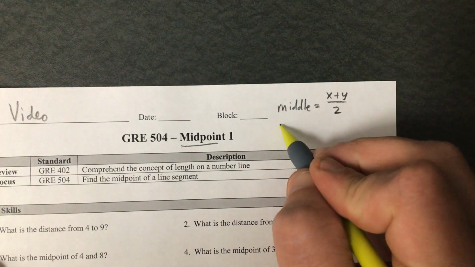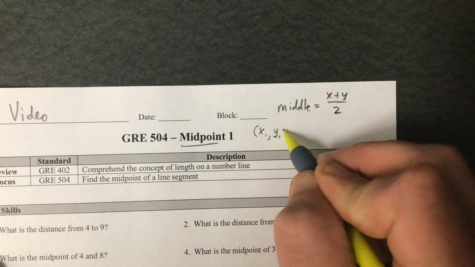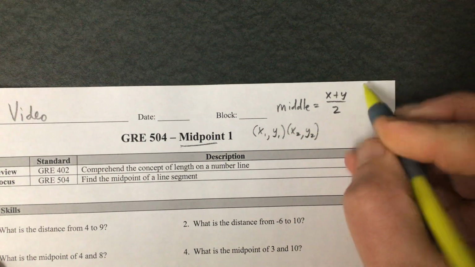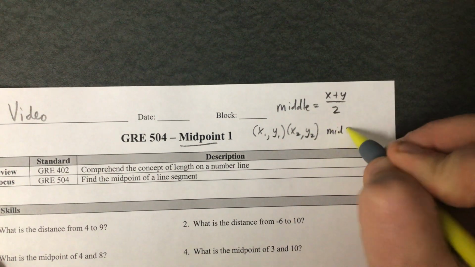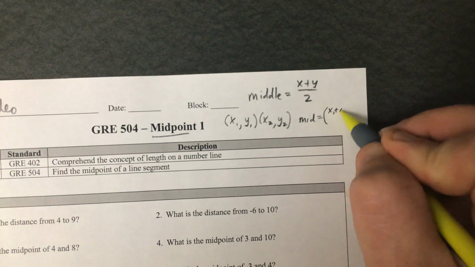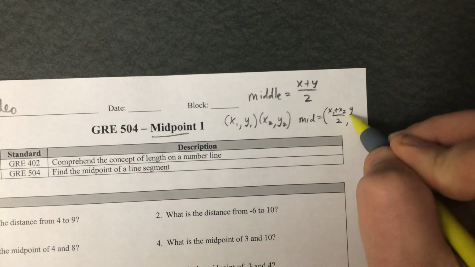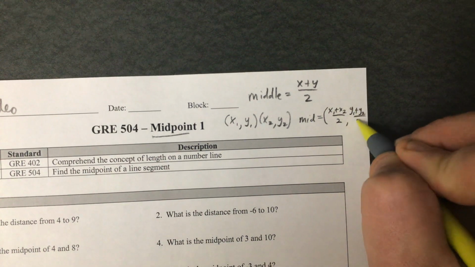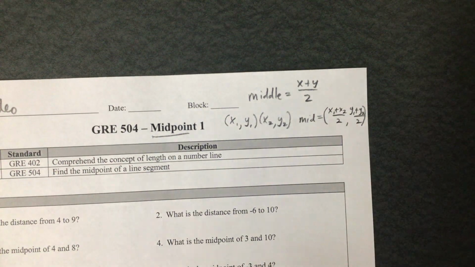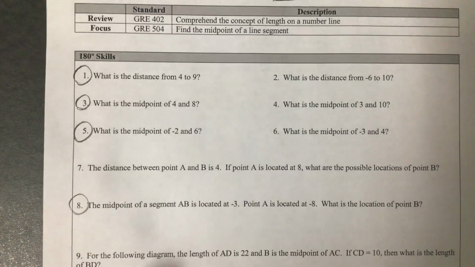If we have coordinates, let's say (x1, y1) and (x2, y2), then the midpoint is going to be equal to: you would add up the x's, (x1 + x2) divided by 2, comma, and then (y1 + y2) over 2. Kind of ran out of room there, but I would have that formula handy once we deal with coordinates. All right, let's check out some examples here.